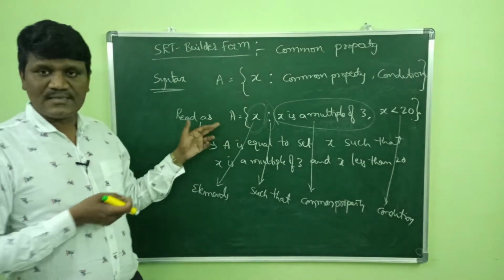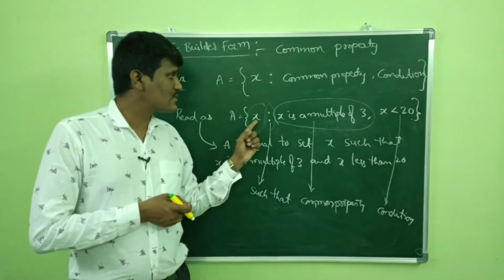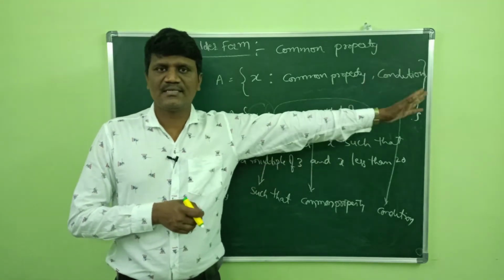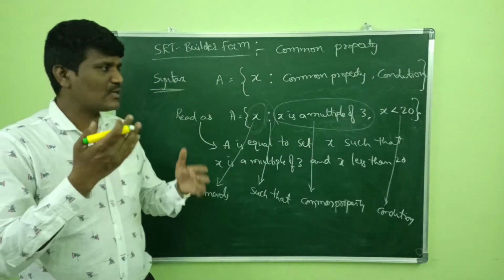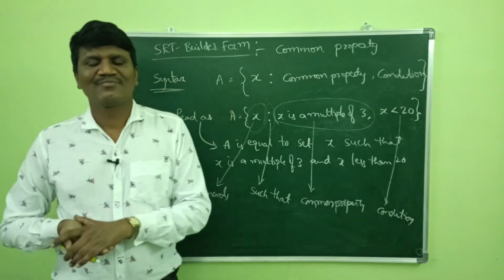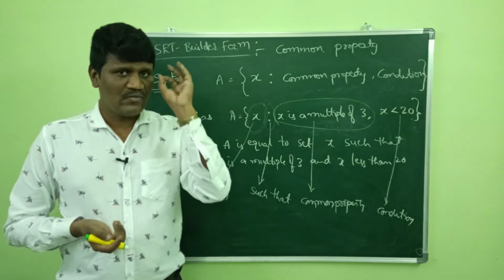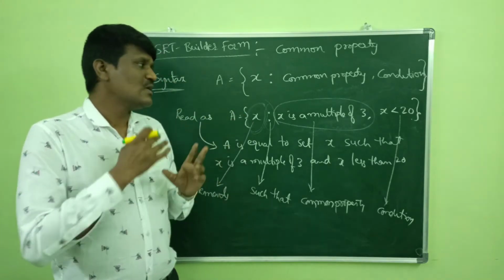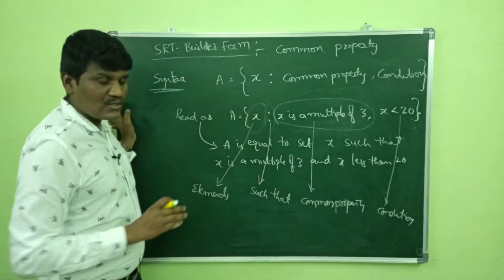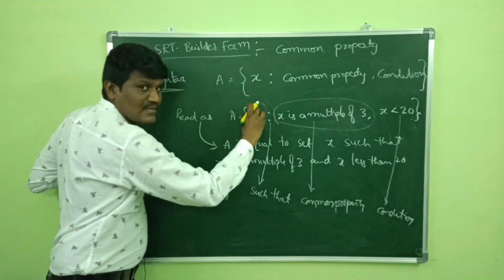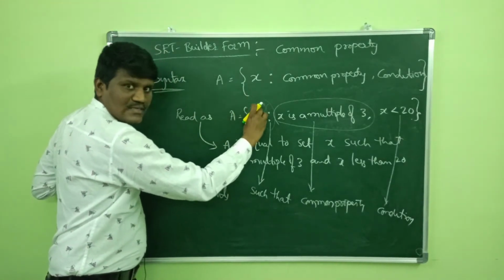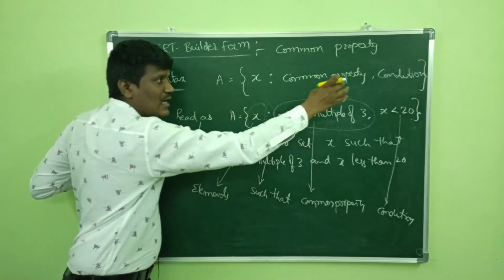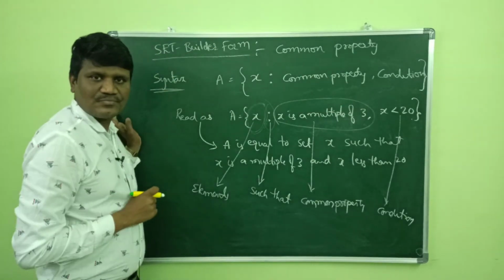So in this, A is equal to open bracket x such that x is a multiple of 3, x less than 20. So how to write the roster form of this set builder form? Okay, this is the most important. Whenever they give the set builder form, how do you write the roster form? So here x is what is important. How to write the value of x here? The value of x depends on the common property and also depends on the condition.